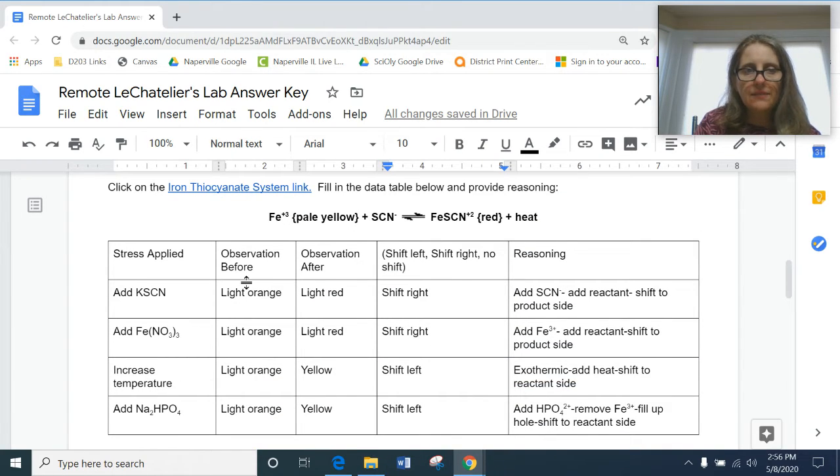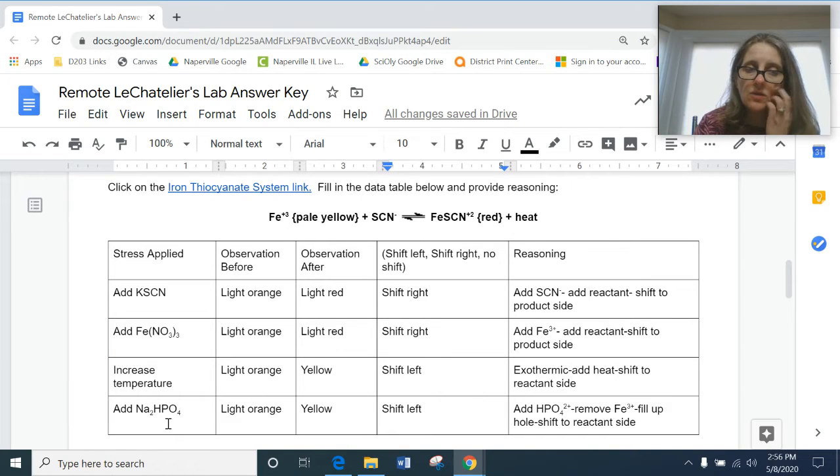Iron thiocyanate. Again, I thought it started as a light orange, which is a yellow-red mixture. And then I saw the change in color, and then it's shifting. So KSCN is actually SCN minus in this equilibrium. So I'm adding a reactant, so it's shifting to the product side. Fe(NO3)3 is actually Fe3 plus. I'm adding a reactant, so I'm shifting it to the product side. If I'm increasing the temperature, again, this is an exothermic process. I'm adding heat to that product side, so it's going to shift it to the opposite side.